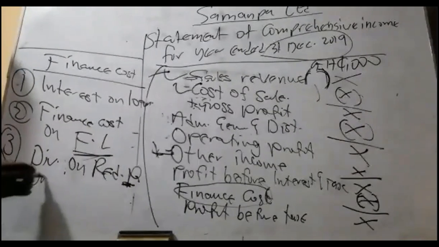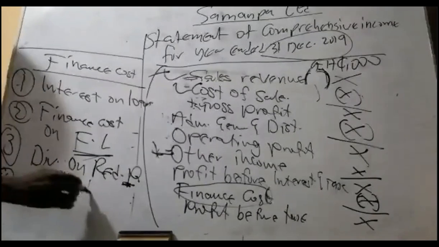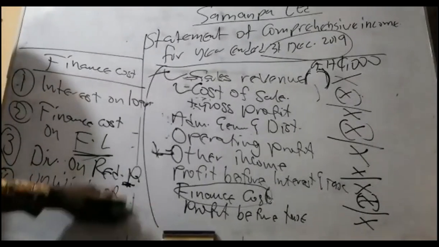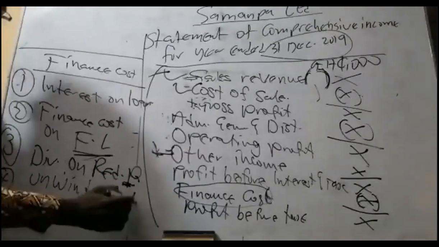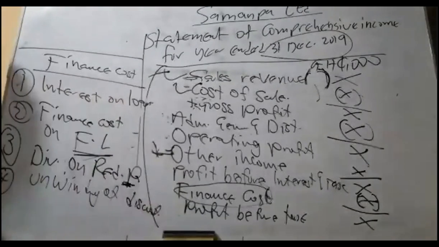Unwinding of discount. It is also finance cost. If you look at this in IAS 16 PPE, we did that. You're going to see some again in IFRS 10, consolidation. So when I reach there, you'll be fine. So unwinding of discount must also be part of the finance cost. So basically, these are the examples of finance cost.